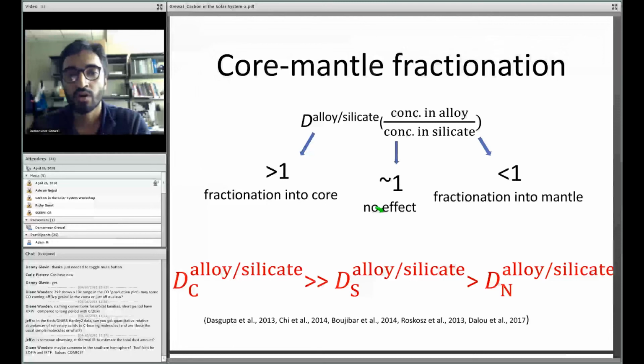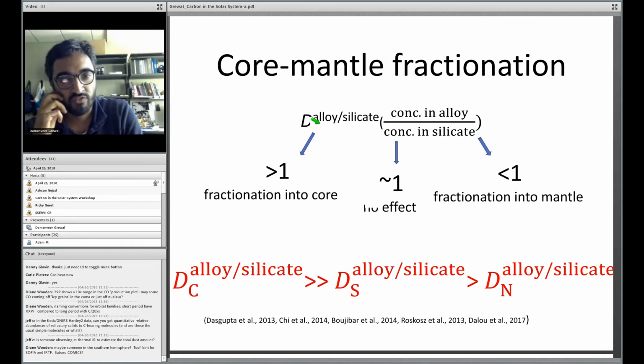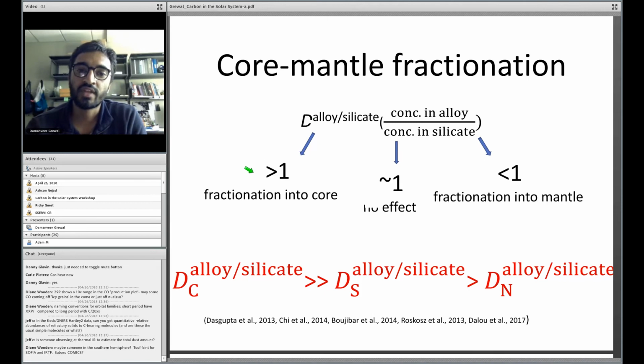So to look at how these elements fractionate during core-mantle fractionation, people look at a parameter known as the alloy silicate partition coefficient D, which represents the concentration of an element in the alloy divided by the concentration in silicate. This parameter is calculated from experimental studies. If this D value is greater than 1, then that element is a siderophile element, that element wants to fractionate into the core. And if the D value is less than 1, that element is a lithophile element, it wants to stay preferentially in the mantle.